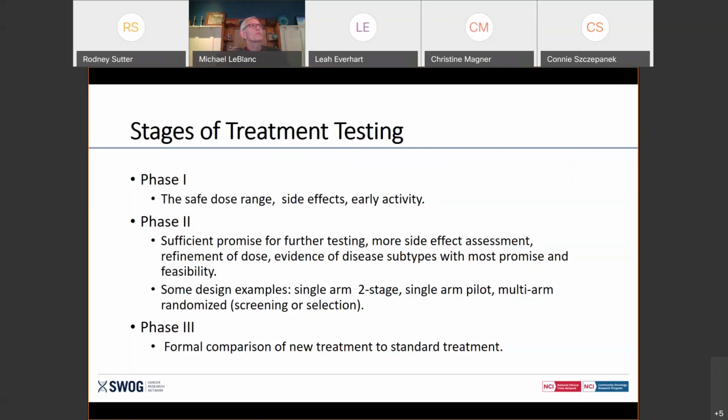When you're putting patients on those studies, the ultimate conclusion of that study may be that this new treatment is better or not relative to what standard of care is. So that's really the pinnacle of research with respect to advancing new therapies forward. Next slide.